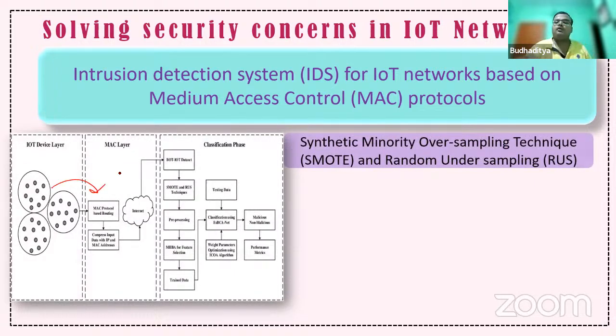From here, we are going to use the synthetic minority oversampling technique, or in short, SMOTE, and the random undersampling technique, or ROS, to balance the data set. All right. I'm not going into the detail of all these algorithms specifically, but basically we have raw data. The data is unbalanced, so we have to make it balanced. That is what we are doing using these SMOTE and ROS techniques.